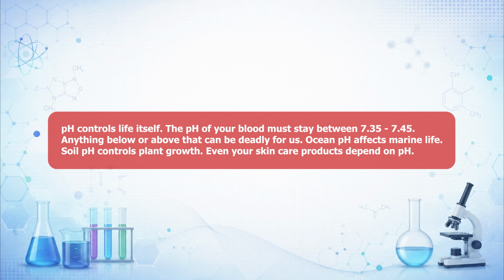pH controls life itself. The pH of your blood must stay between 7.35 to 7.45. Anything below or above that can be deadly for us. Ocean pH affects marine life. Soil pH controls plant growth. Even your skincare products depend on pH.